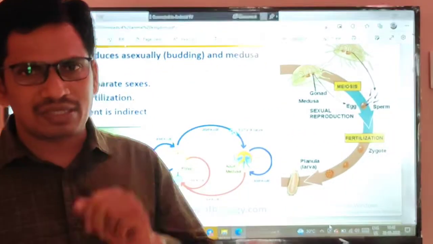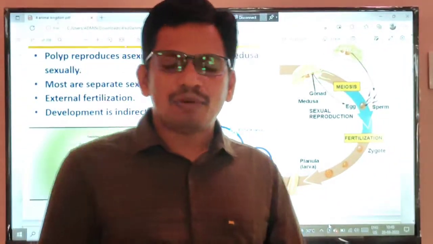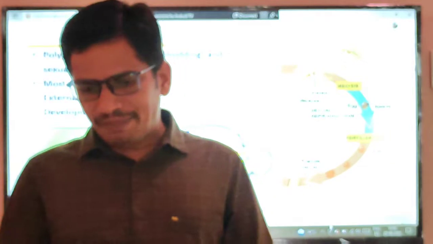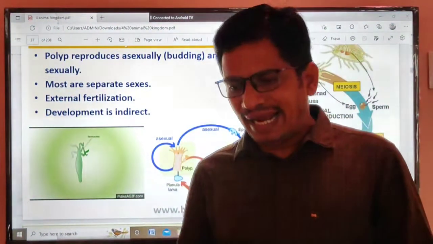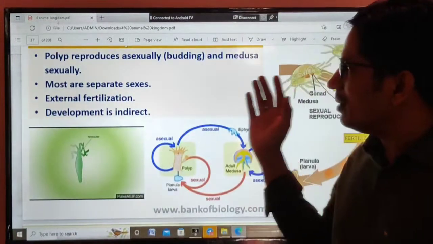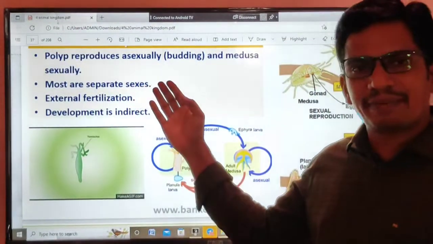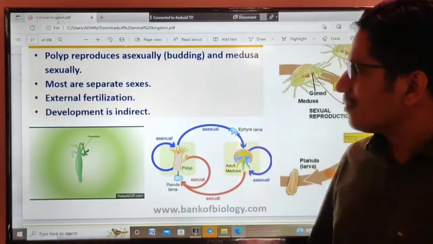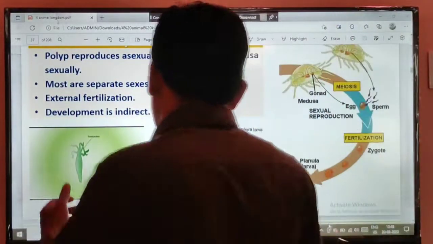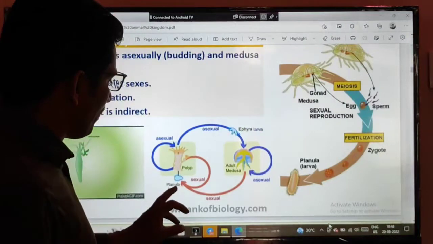They are available in two forms, which are the polyp and medusa. Polyps reproduce asexually by the process of budding, and medusae reproduce in the sexual form. Most have separate sexes, male and female, and fertilization is external. Development is indirect. We have a larva there, the planula.